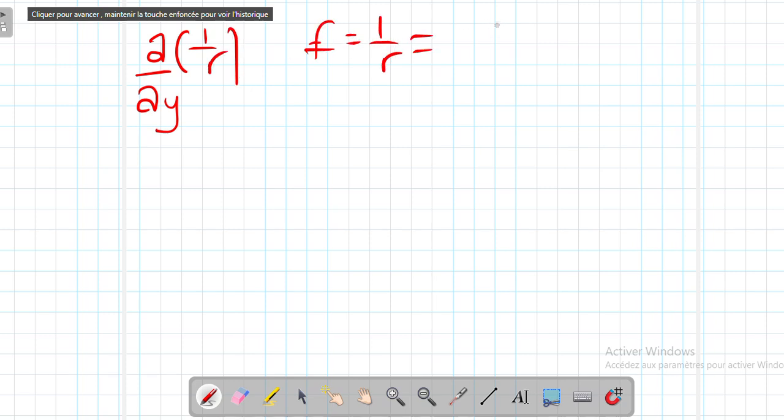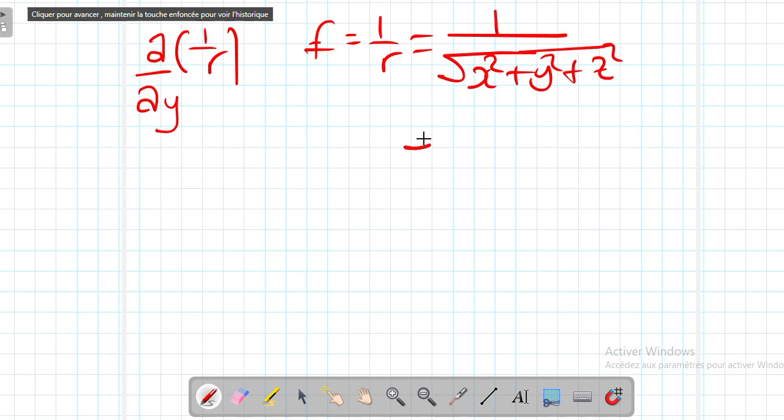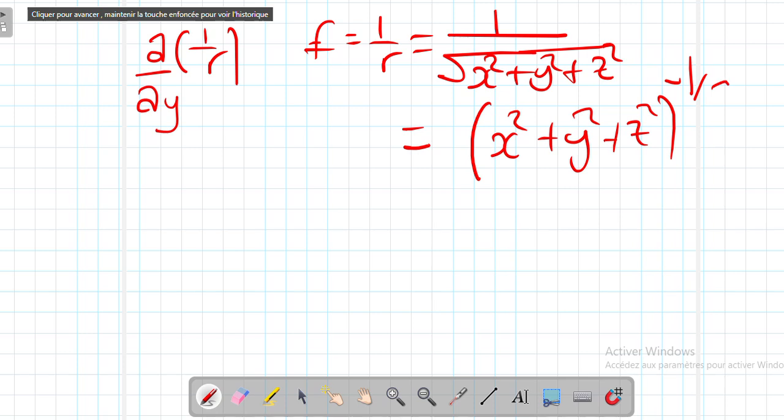We said it was 1 over the root of r, where r is equal to x squared plus y squared plus z squared. So with indices, this can be expressed as x squared plus y squared plus z squared to the power negative 1 over 2. You express it as a power so that you can apply the power rule. This is why I'm doing this. Now I'm supposed to find the derivative of this with respect to y, that is taking other constants as 0.